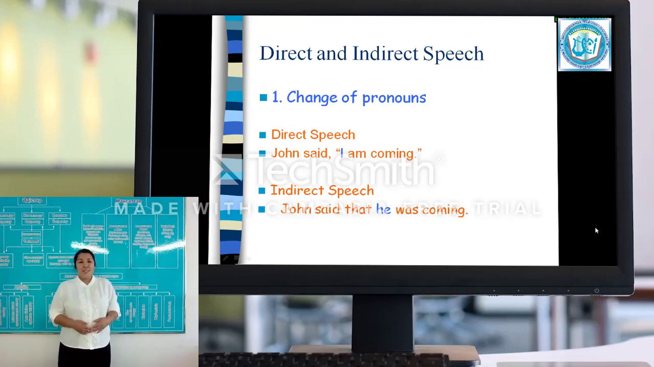Good day, dear students. The theme of our today's lesson is direct and indirect speech. First of all, what do we need? Change of pronouns. John said, "I am coming." "I" is changed into "he" in indirect speech, like John said that he was coming.